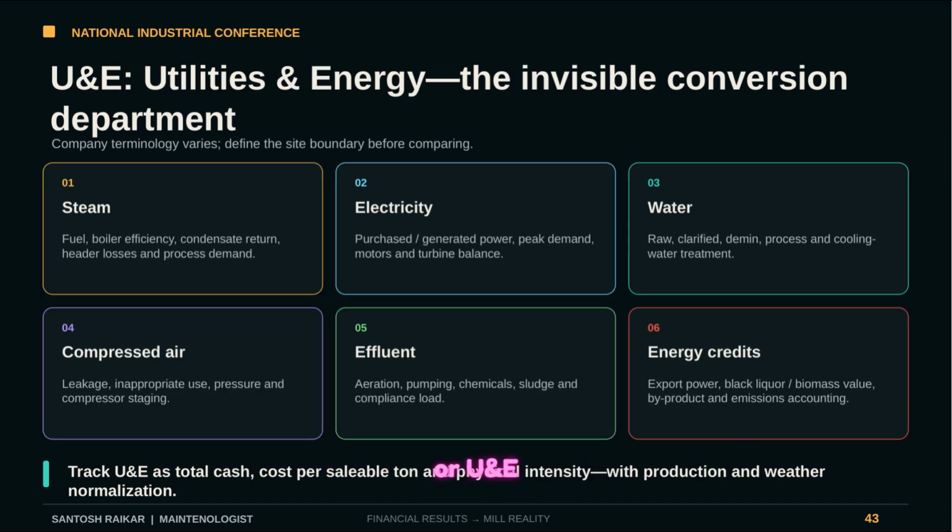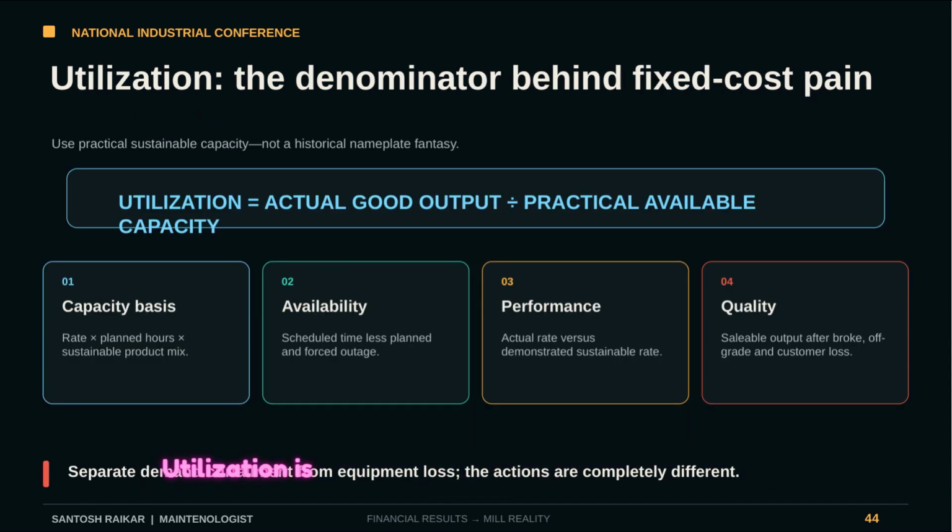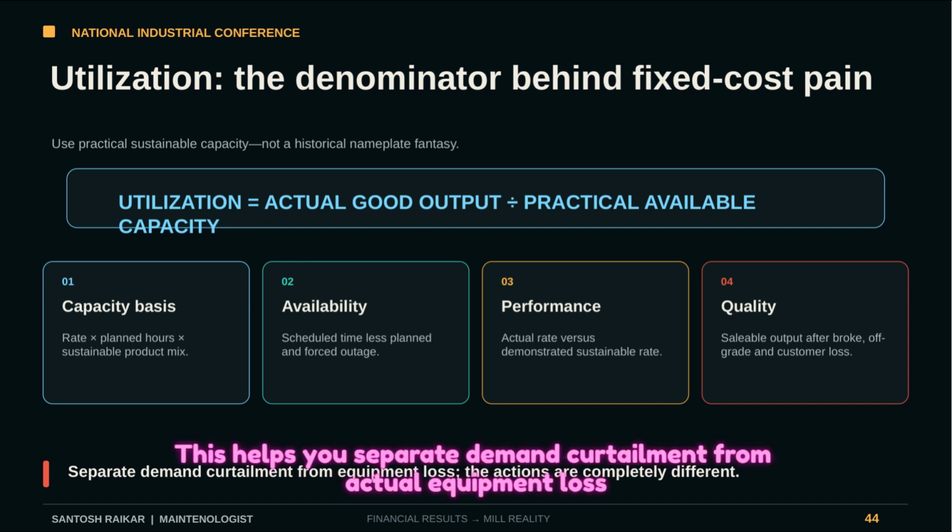Utilities and energy, or U&E, is often the invisible department. You should track this as total cash, cost per ton, and physical intensity, making sure to normalize for both production levels and weather. Utilization is the denominator behind fixed cost pain. You must use practical, sustainable capacity as your baseline, not a historical fantasy. This helps you separate demand curtailment from actual equipment loss.